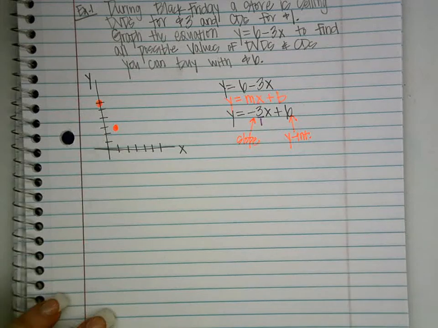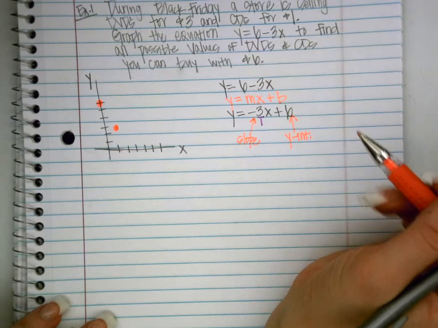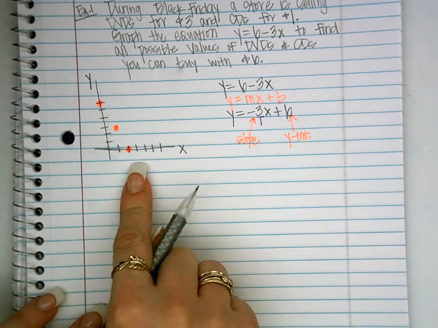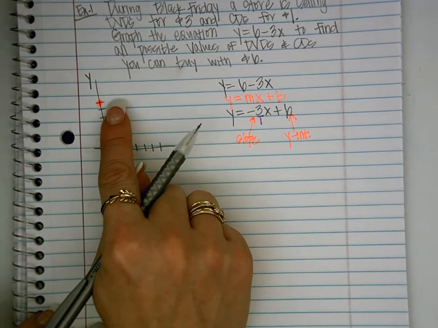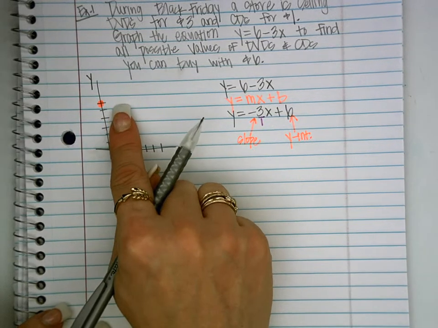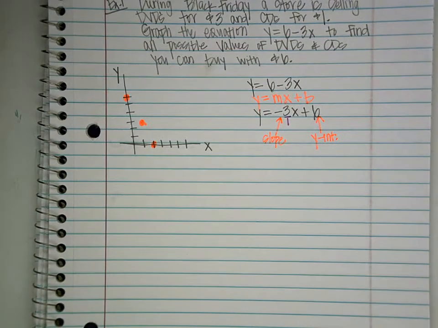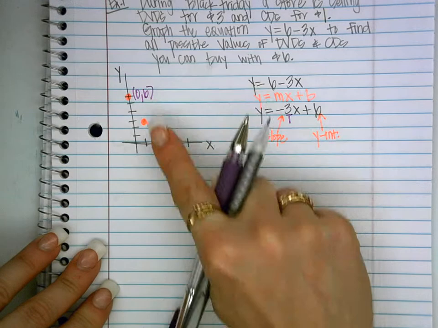Then if I want to make another point, where would I make my next one? Down 3 and over 1 again. Now I'm back to 0. So what is this telling me? What point is this right here? If I wanted to label that point, what point would you call that? 0, 6.